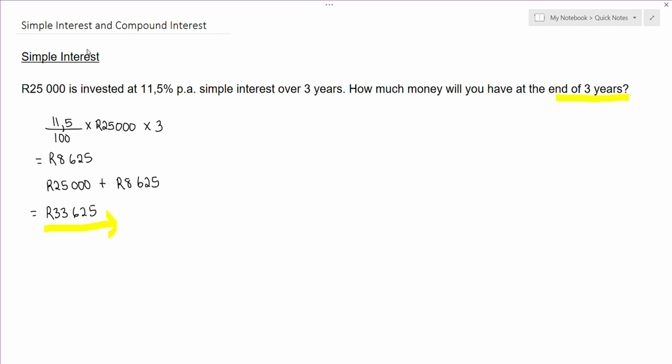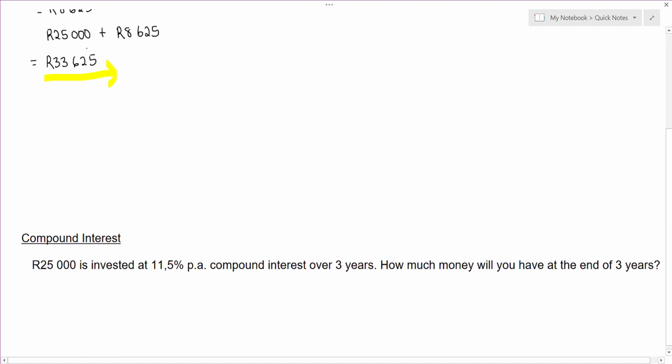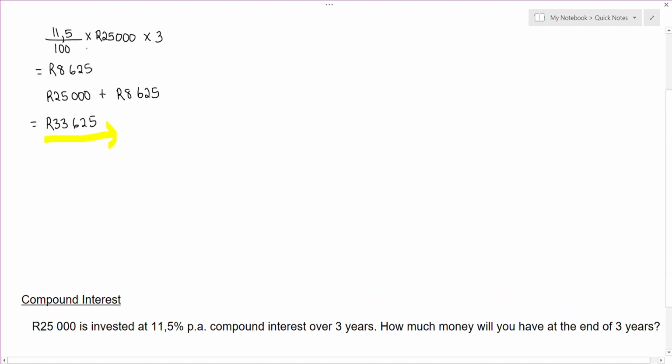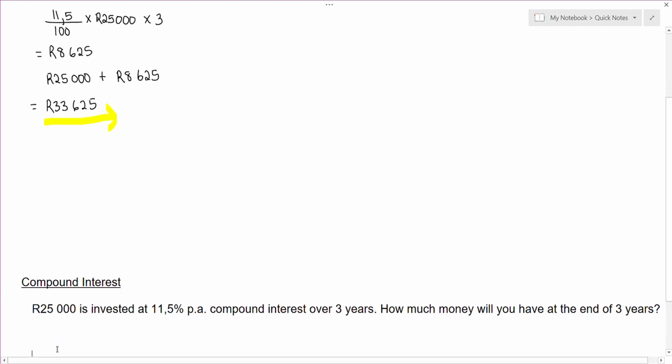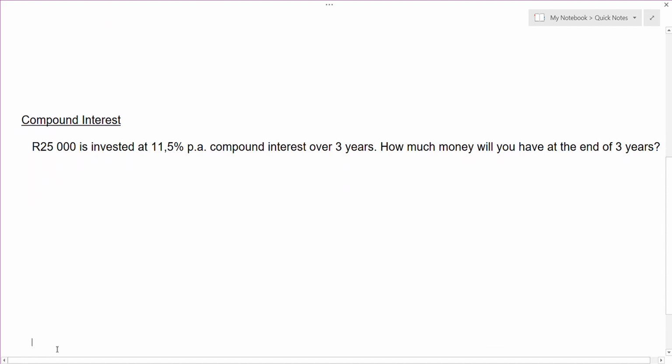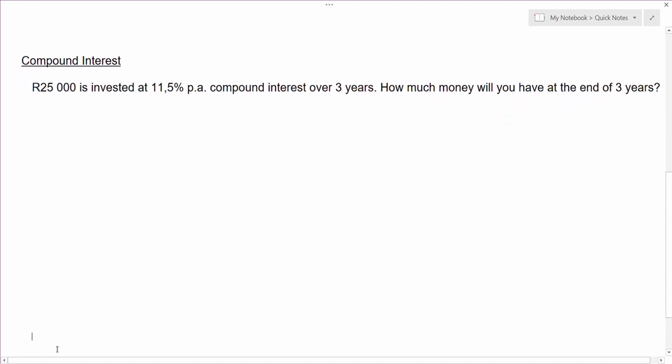Okay, let's have a look at the next sum. Next sum is compound interest. So looking at your compound interest here, you're going to set it out completely different, because you're not allowed to use your formula. So you've got to go, because it's over 3 years, you're going to go year 1 and you're going to go 11.5 divided by 100 times 25,000.